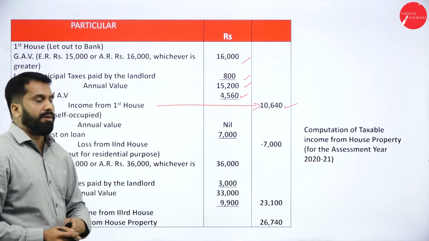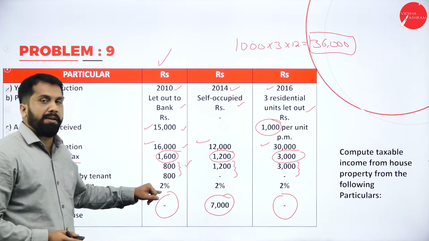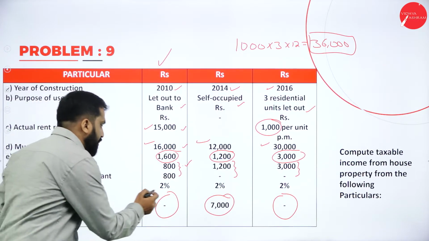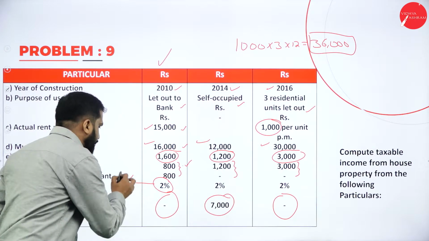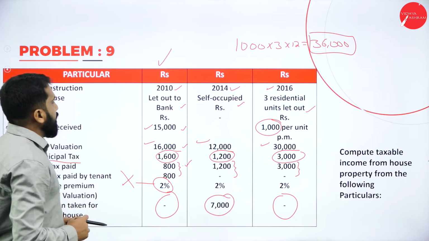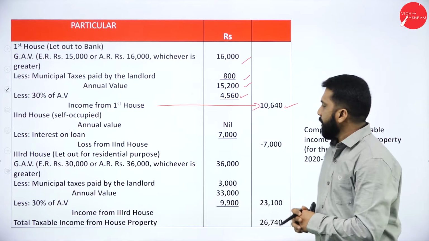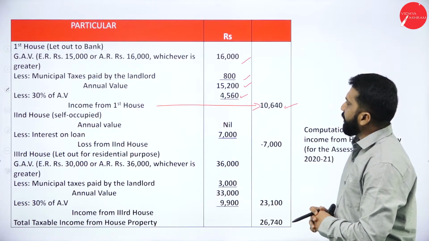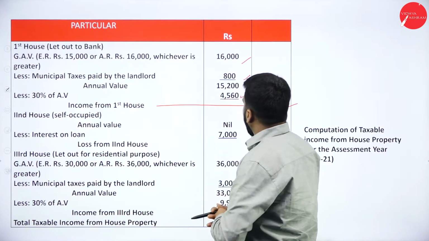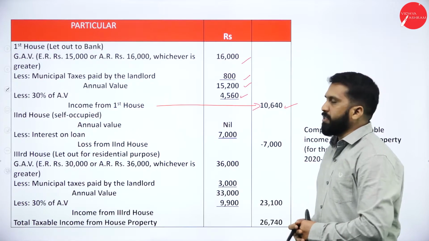Any doubt? No. Is there any loan? No. So, should we take the fire insurance premium? Answer is no. We are not supposed to take it. Remember, these things we are not supposed to take. Clear? Yes. Now, for your first house we got the answer 10,640. Now, we'll go for the second house, where interest on loan is around 7,000, so there will be a loss.